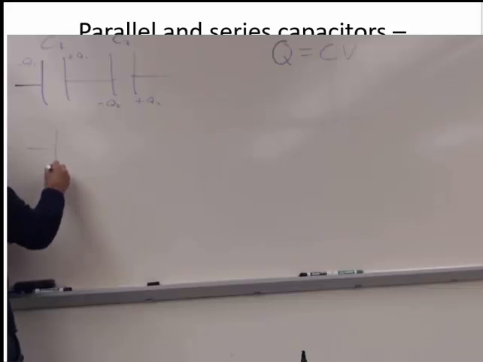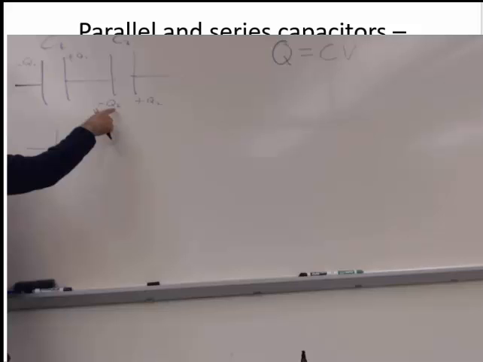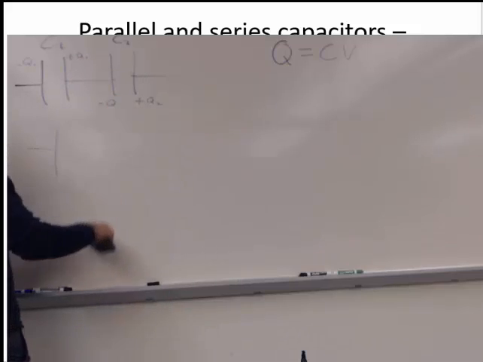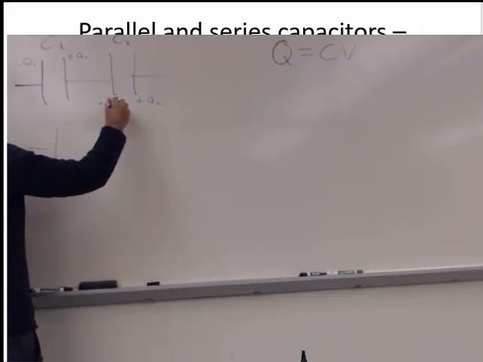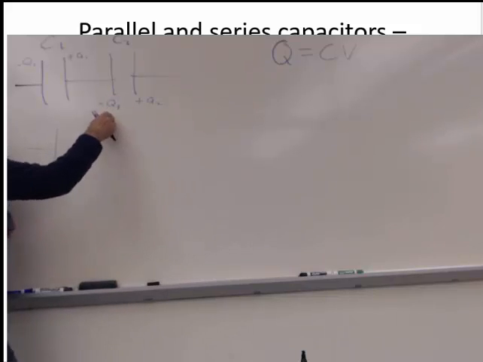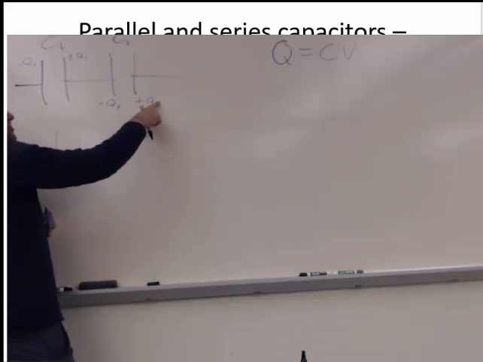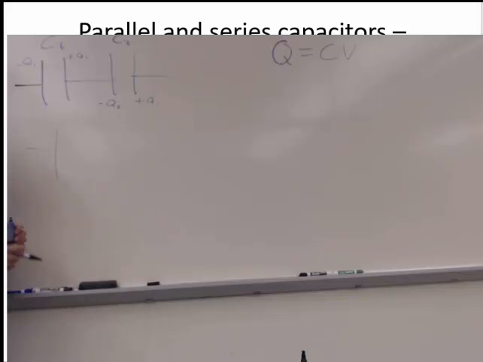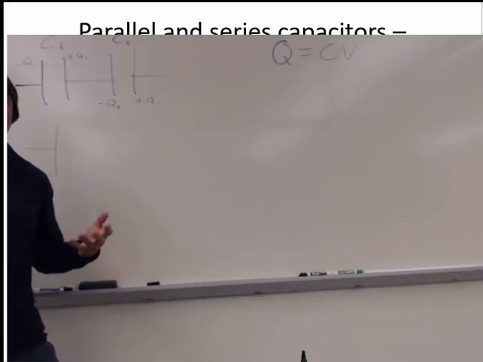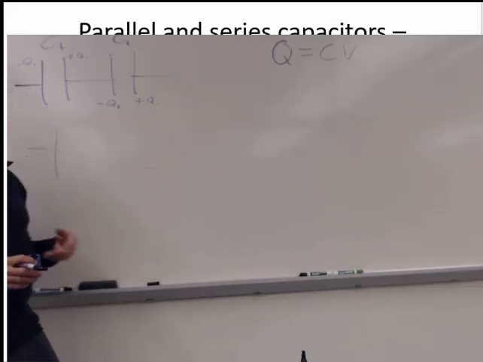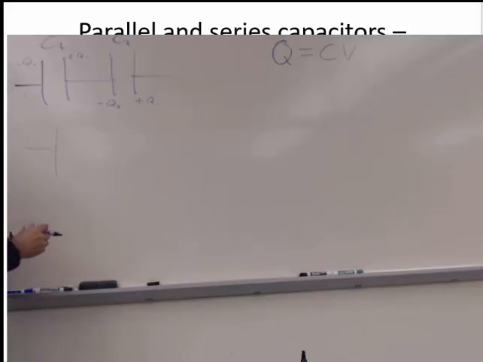So I could draw it like this. I could say, okay, well, that tells me one thing. That tells me that this charge here has to be the same as that one there. In other words, plus Q1 has to be equal to minus Q2. So therefore, Q2 has to equal Q1, which tells me that this Q2 also has to be Q1. So basically, when capacitors are in series, the charge on one has to be equal to the charge on the other. That's going to be really useful for us.